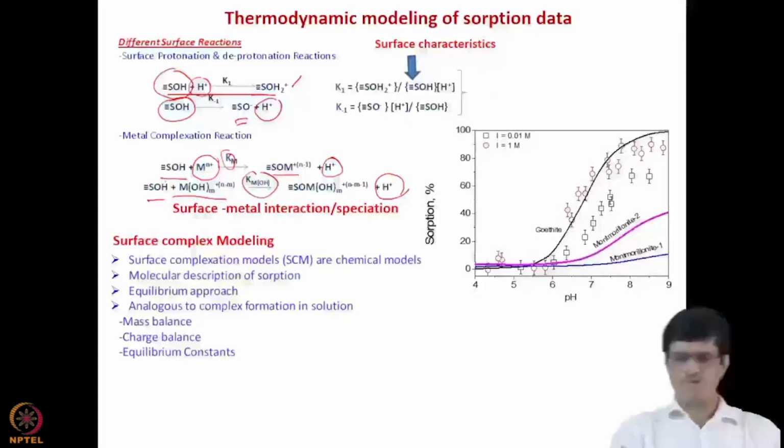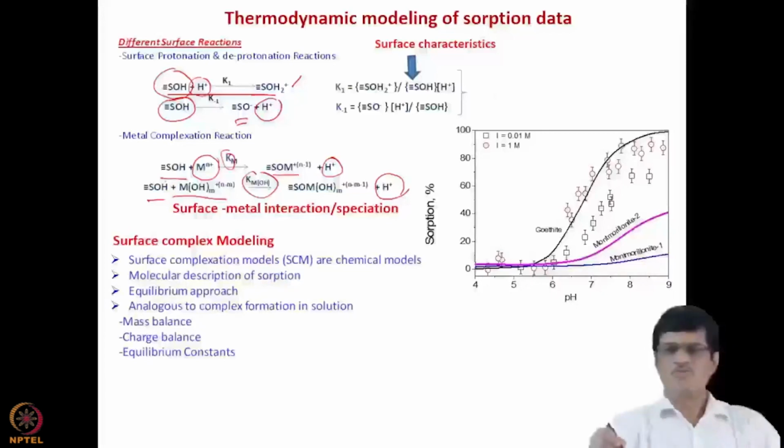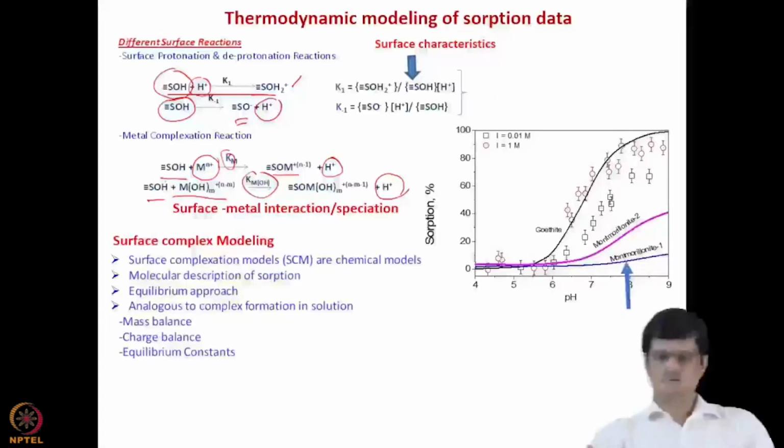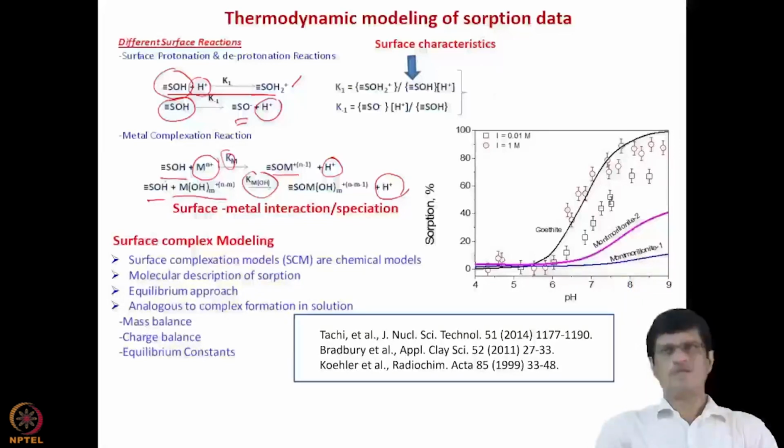I have given one case study here in the right hand side figure, where the neptunium sorption onto different clay minerals has been studied. In this case, we have taken bentonite clay, and this uptake has been seen at two different ionic strength conditions, that is 0.01 molar as well as 1 molar, given by the black and the red data points. And this modeling has been reported in the literature. This blue line is that of the montmorillonite, which is reported by Tachi et al.